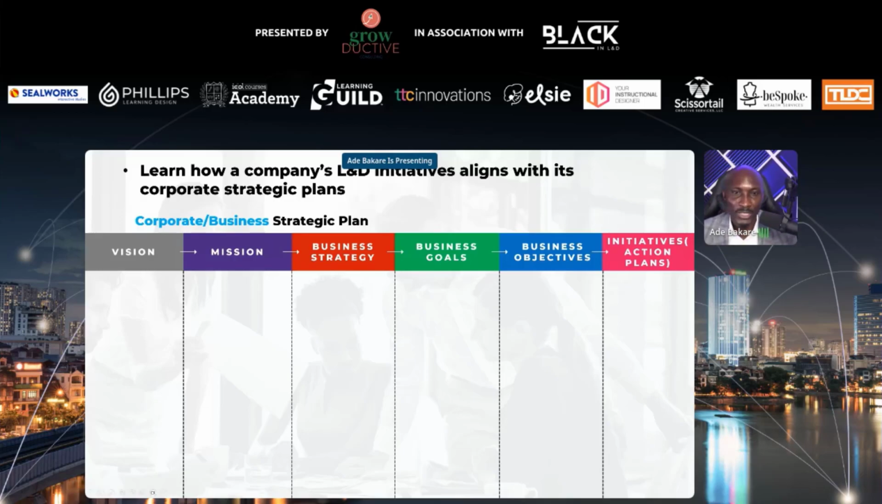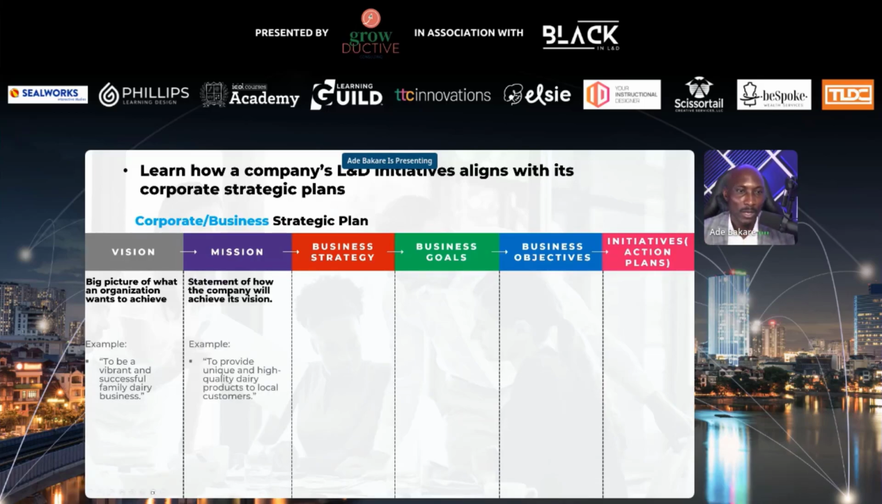If we're talking vision, we're talking about the big picture of what the company wants to achieve. Here's an example. A company might say, "We want to be a vibrant and successful family dairy business." That's their vision. Their mission would be a statement of how the company will achieve that vision. And the strategy would be a statement of how the company will use that mission to achieve its vision.